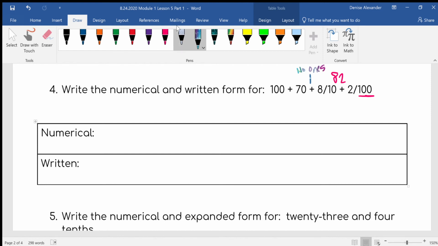So here we go. We're going to do numerical form first. So it says 100 plus 70. There is no 1, so I've got to put a 0 for the ones column. And then I go into my fractions, my decimals. So part of a whole. And I'll just write 82. Now remember, this 82 is how I'm doing the written form. So here we go, you guys.